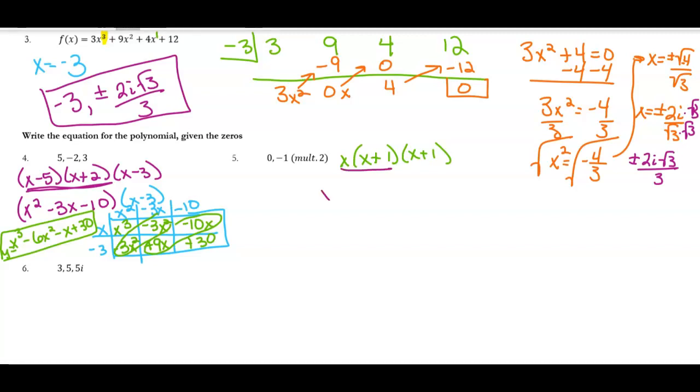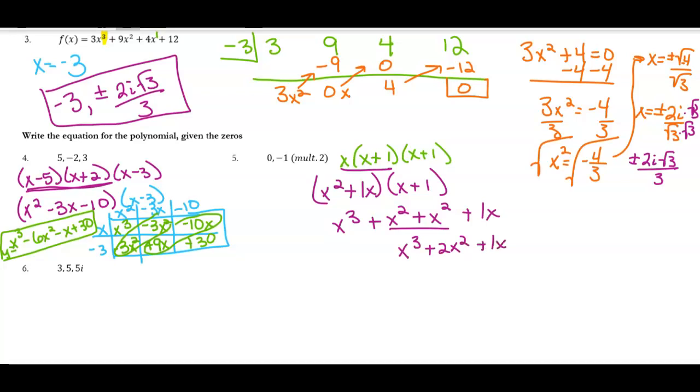Okay, if you did these two first, you get x squared plus 1x. And then I distribute again, and I get x to the third plus x squared plus x squared plus 1x, and these two go together. And that's the answer. So lots of multiplying here. You just have to multiply, find that answer, multiply again.